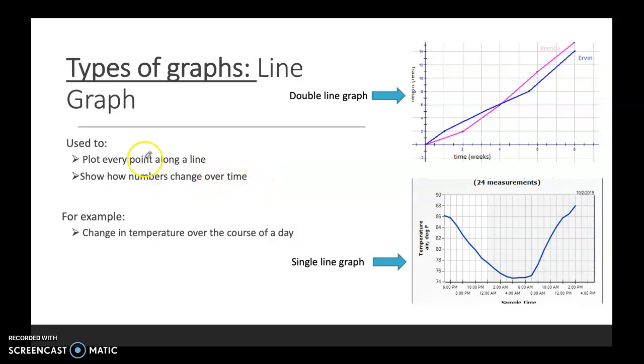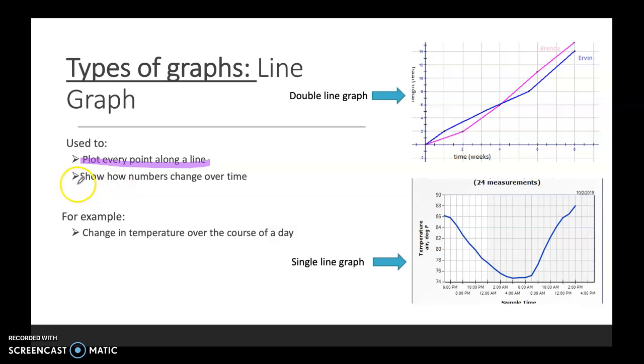The second type of graph is the line graph. And again, you can have a single line graph, a double, triple, quadruple. There's no limit to the number of lines either. This is when you want to plot every single point along that line. Remember, a line is just a collection of points all put together. So this means that the data physically goes through all of those data points.